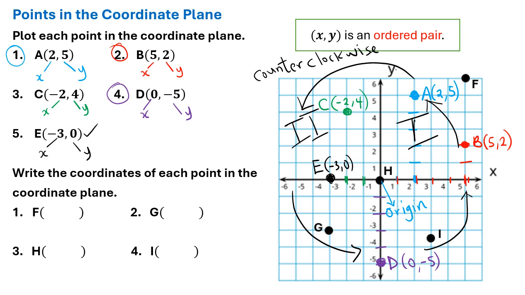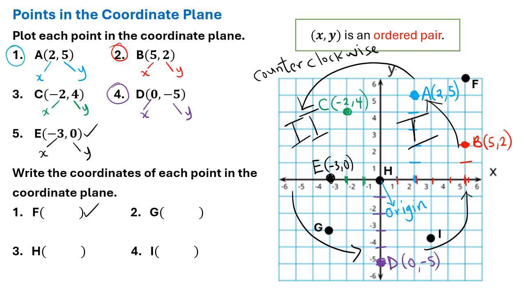All right. So let's go ahead and write the coordinates of points in the coordinate plane. Let's begin with point F. So we are going to start by locating point F. Where is point F? It happens that point F is located here, which is the first quadrant. And if we were looking for G, G is in the third quadrant. If we're looking for H, it's the origin. And I is in the fourth quadrant. All right, so let's go ahead and finish these problems.